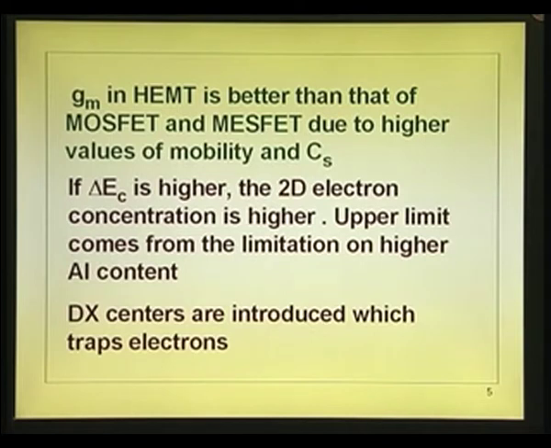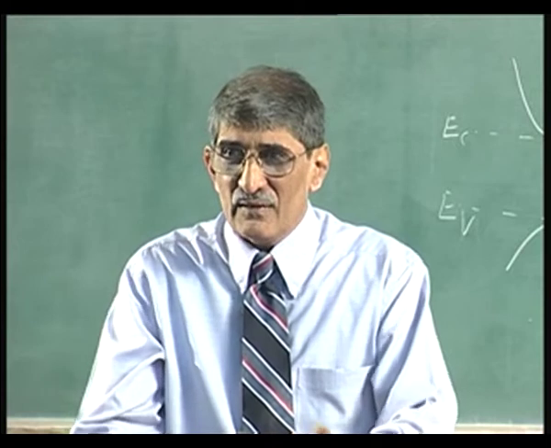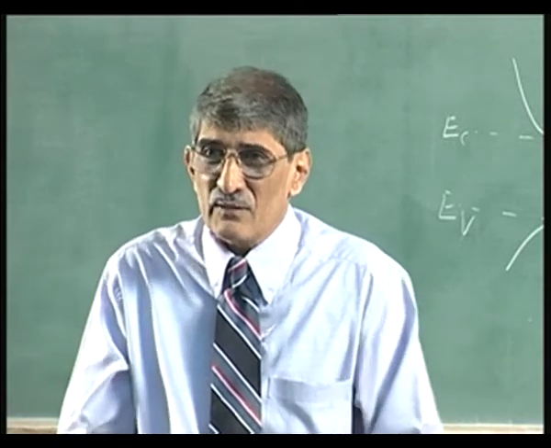We have taken the case where this x is about 0.4 or so, and delta EC is about 0.32 corresponding to that. Now, the higher the delta EC, the better the ability to notch the electrons. You have got a well which is deeper, it will collect more electrons there.